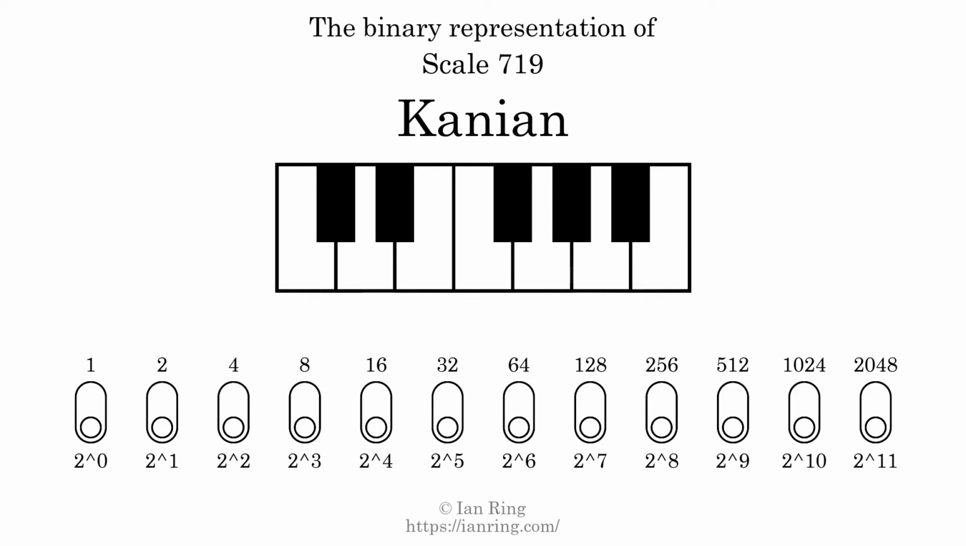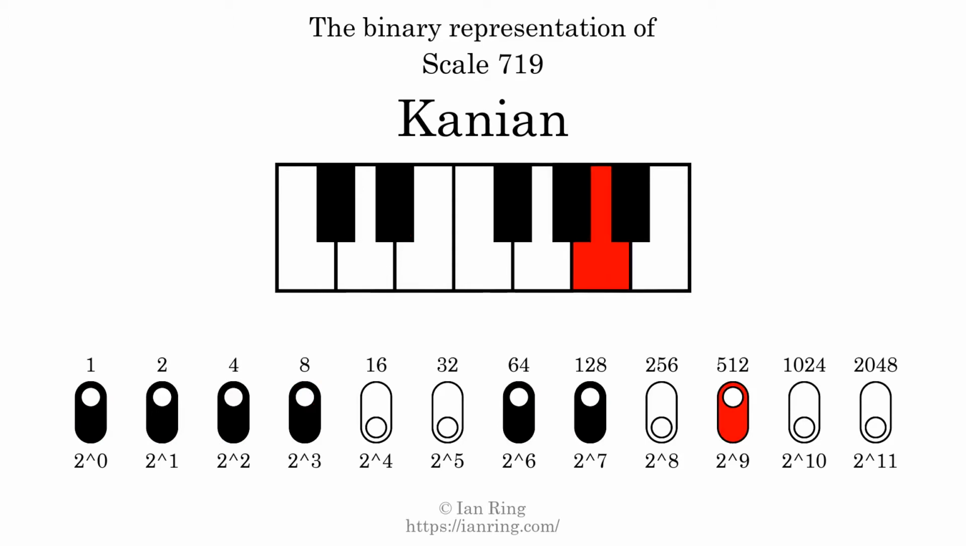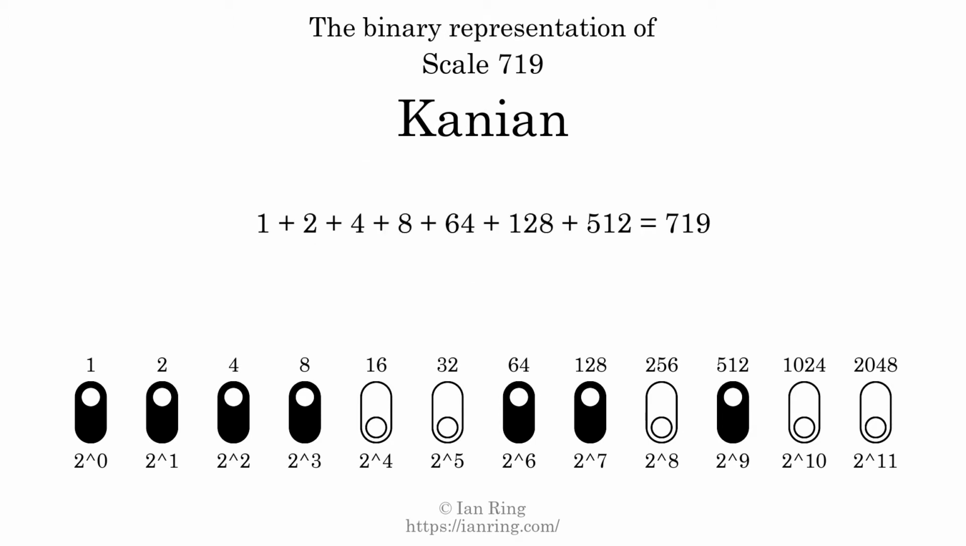The binary representation of this scale is determined by mapping tones of the scale to binary digits. Each binary digit represents a power of 2. To get the scale number, we add the powers of 2 together. The powers of 2 that are present in the scale, all added together, equals 719. That is why the scale number, in decimal, is 719.